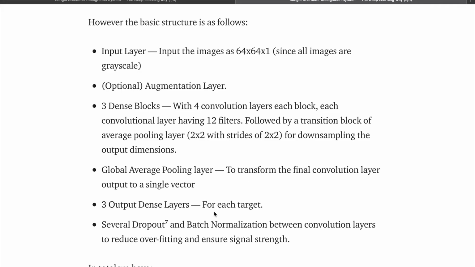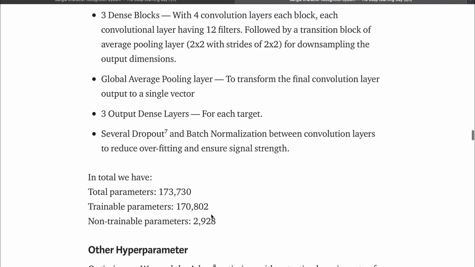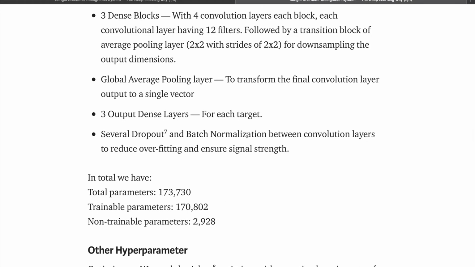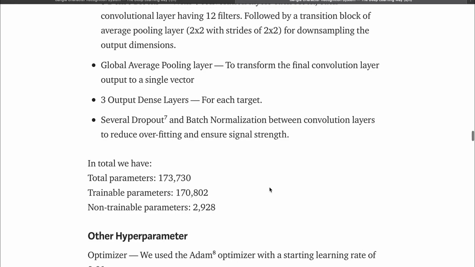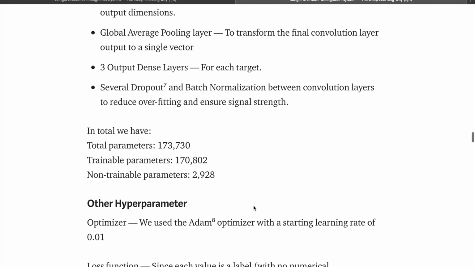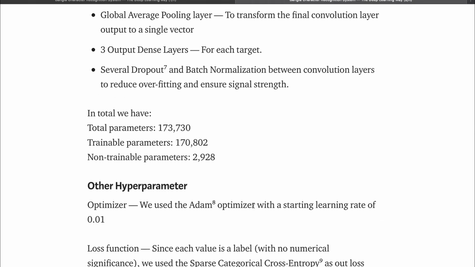Finally, at the end of the third dense block, we have a global average pooling layer, which collects all the feature information that these dense layers and the convolution layers have obtained, and then passes it along through a 3 output dense layer, one for each target. It must be mentioned that all throughout, at the end of most convolution layers, we do have dropouts and batch normalizations to reduce overfitting and also ensure proper signal strength. In total, for this network, we have a total of 173,000 parameters, of which roughly 170,000 are trainable, while the remaining 3,000 are non-trainable.